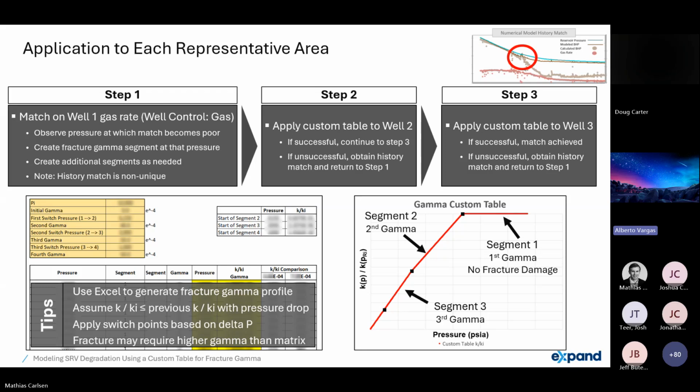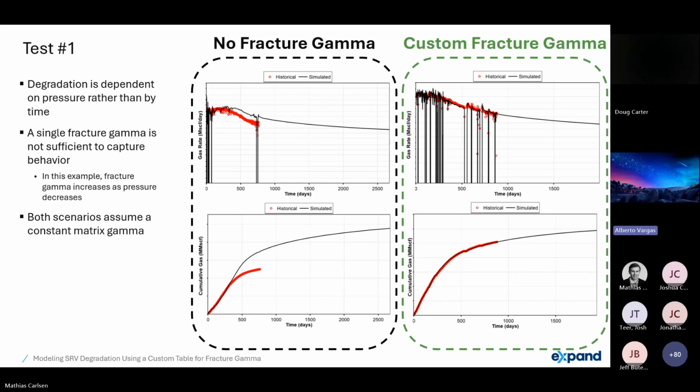And then finally, something that we noted, and I'd be interested to hear from others in attendance, is what you guys might see: we required a much higher gamma than what we used for the matrix. So in some cases, an order of magnitude higher. Okay, so let's test it out.